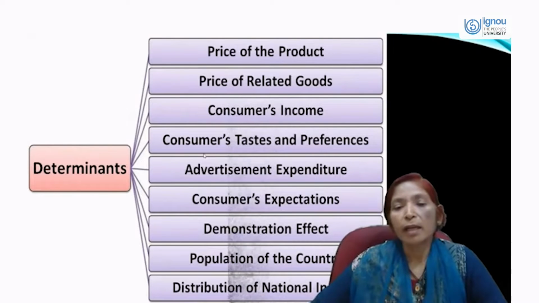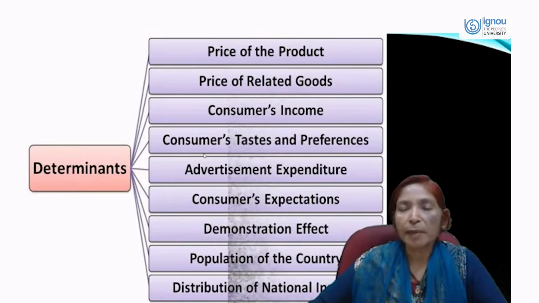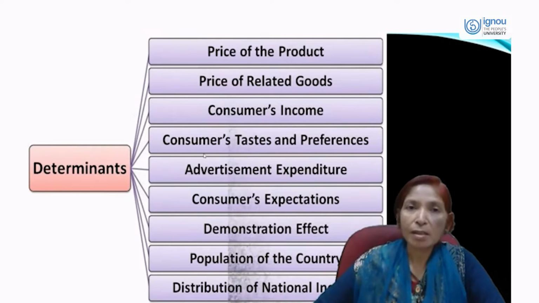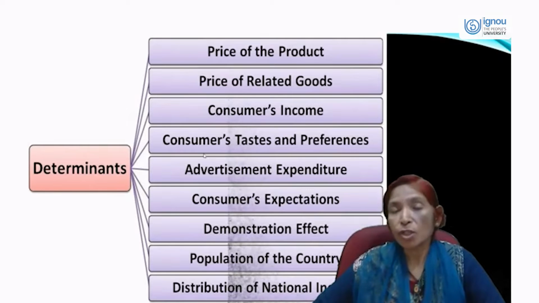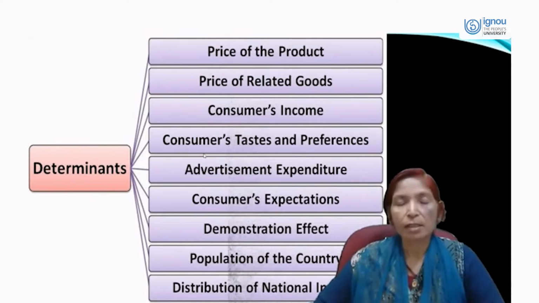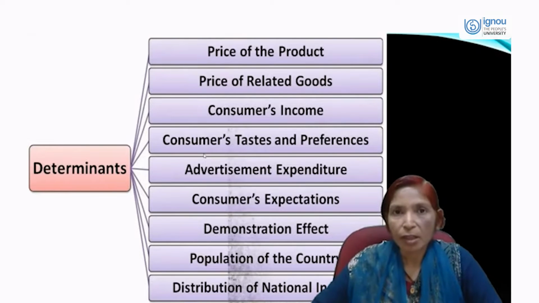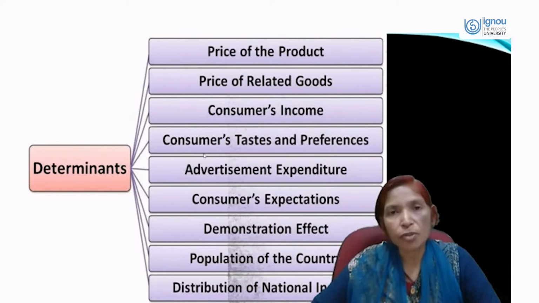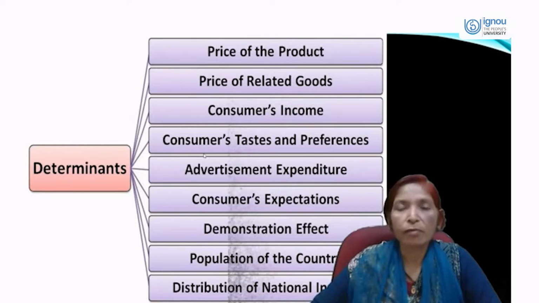Next is consumer expectations. Consumer expectations are mainly related to future price. If the consumer expects that the price will increase in future, then the consumer will demand more in the present. And if the consumer expects that the price will decrease in future, then the consumer's present demand will fall and future demand will rise.